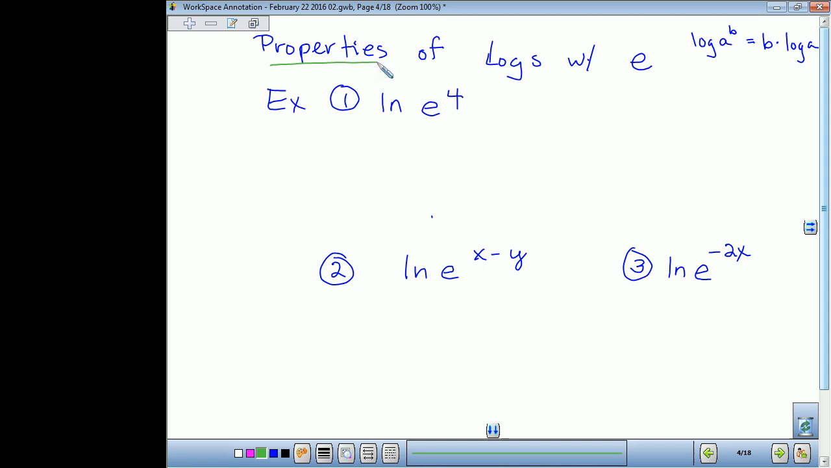Okay, so we're going to take those properties of logs that we've already learned and apply them to base E. It's really not a big deal.